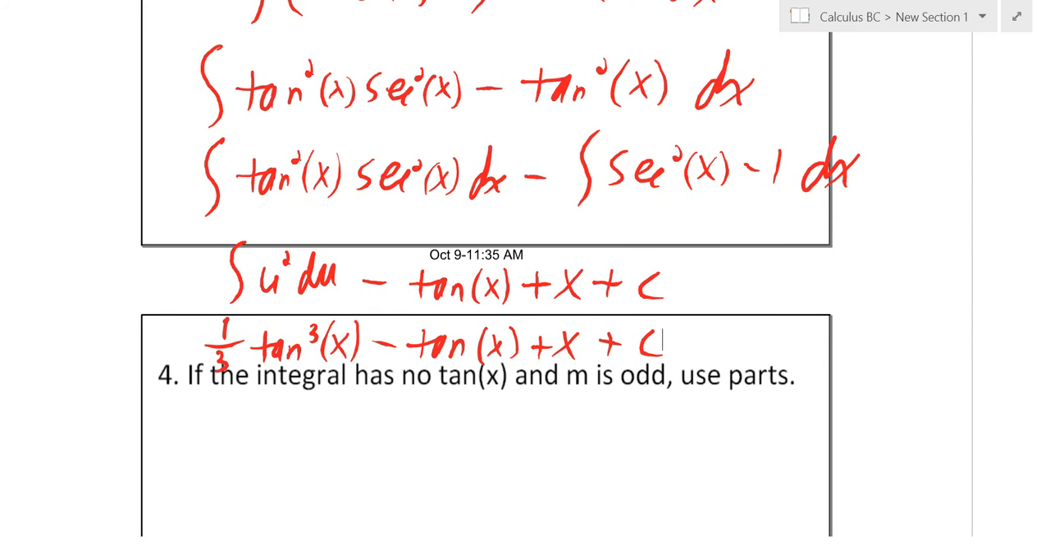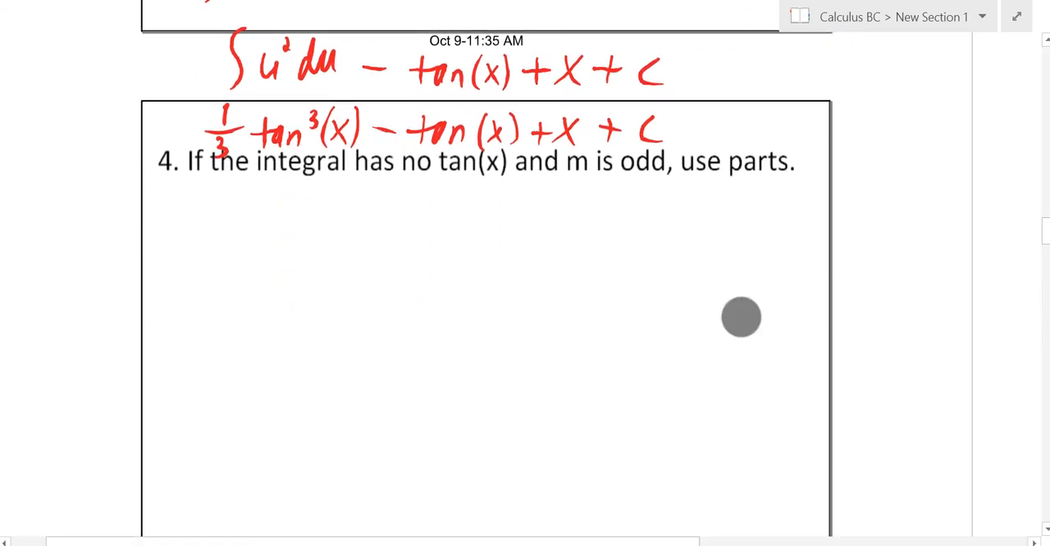So all you got to do, guys, is organize this in your head. But again, it really comes down to we can integrate secant squared and we can integrate secant tangent. Okay? So if the integral has no tangents and m is odd, you got to use parts.